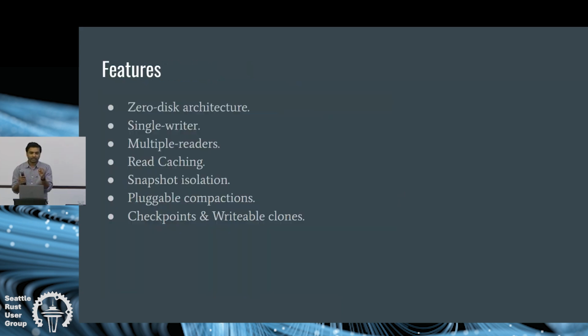So with all of that, here are the features: zero disk, a single writer. You can have multiple readers. There is caching implemented as well. Things like manifest files, the metadata, Bloom filters, even the SST files, all of that can be cached locally, improving the read performance. There is snapshot isolation and compaction that can run independently. There are checkpoints and writable clones.